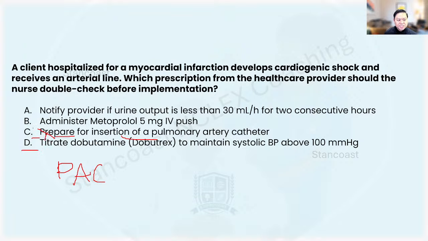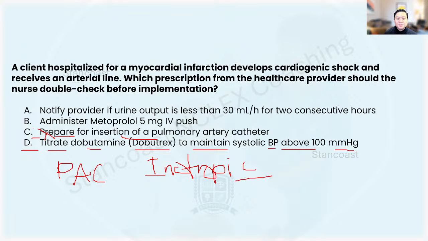Okay, what about letter D? Titrate dobutamine, Dobutrex, to maintain systolic BP above 100. Yeah, Dobutrex is an inotropic agent. So this will help maintain that blood pressure as well. It is going to improve contractility of the heart muscle. Contractility is increased. Yeah. So we are going to make sure that we are going to do that as well once we receive the medication order, dobutamine. Okay.